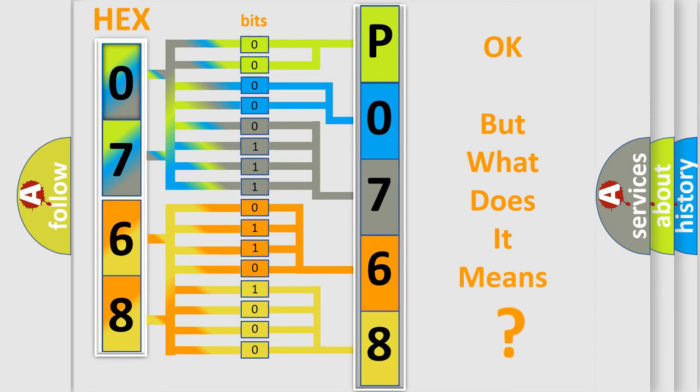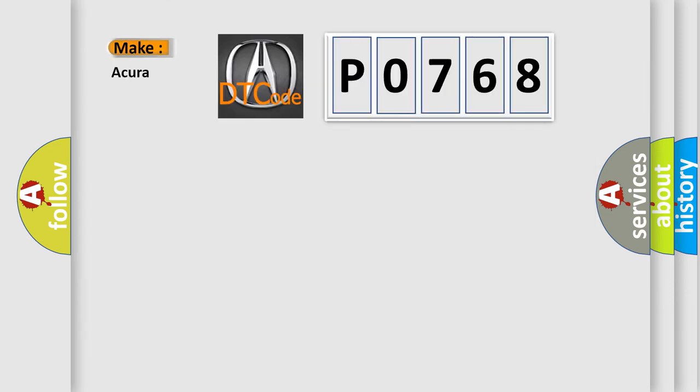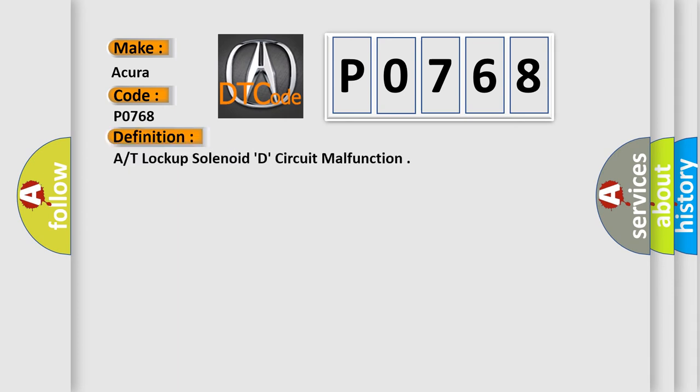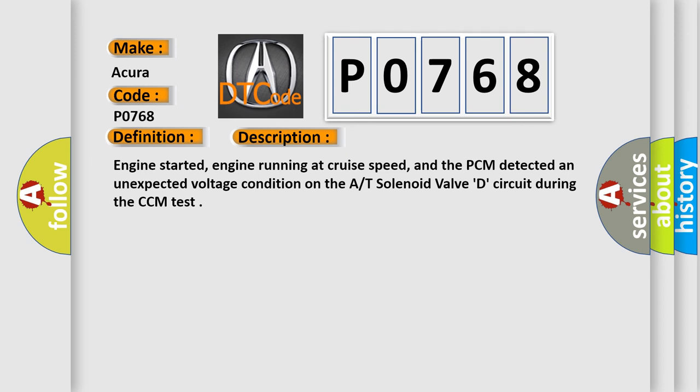The number itself does not make sense to us if we cannot assign information to what it actually expresses. So, what does the diagnostic trouble code P0768 specifically mean for Acura vehicles? The basic definition is lockup solenoid D circuit malfunction. And now this is a short description of this DTC code.